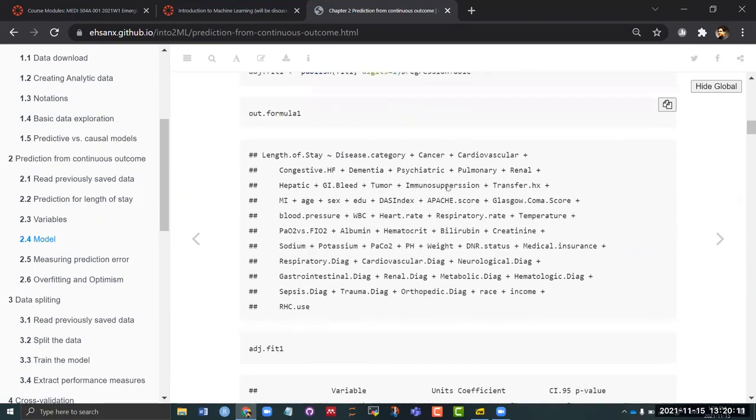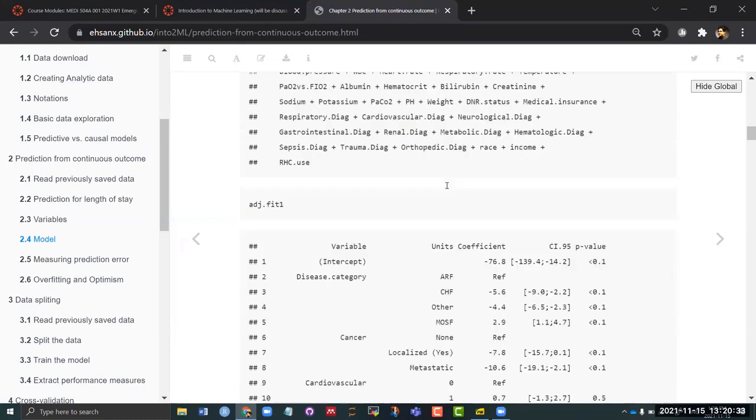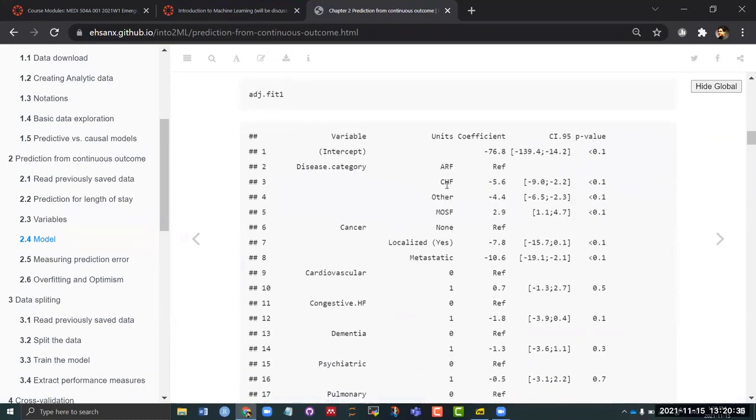Say, for example, when you have the formula, look at the formula that I have written using the text function over there. That formula actually looks like this: length of stay is the outcome, and all of these variables are added with plus. There are no interaction terms, there are no polynomial terms. I'm keeping it at a very simplistic level, right? And once I have done that, and I have used the Publish package to extract the fit, it looks like this.